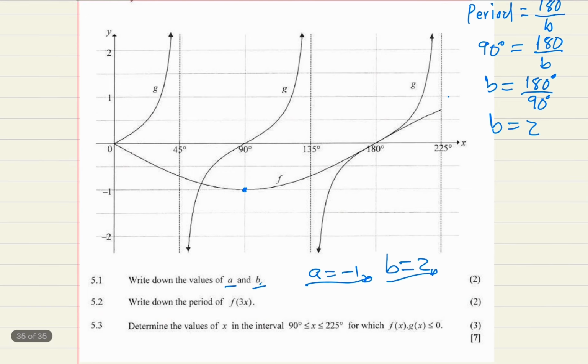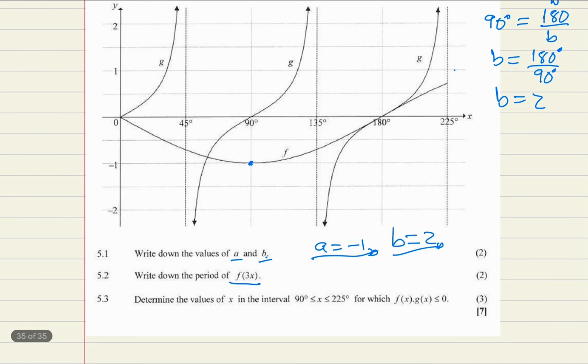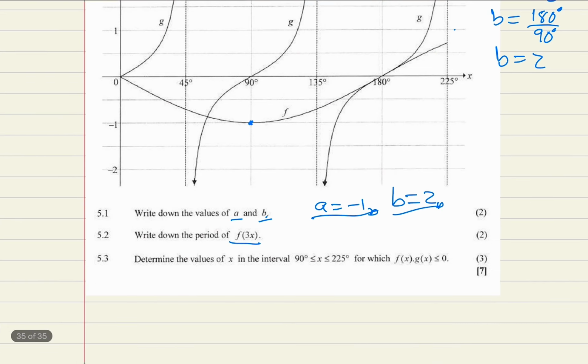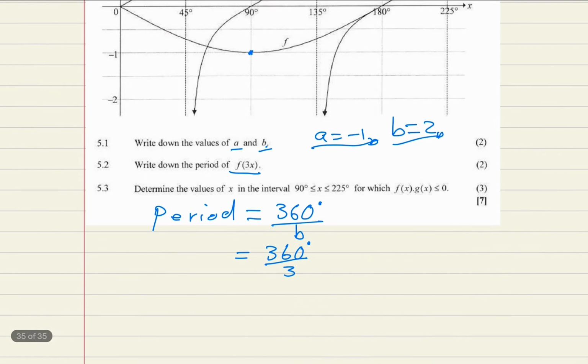Then for number 2, they are now looking for the period of F. What is F? F is the sine graph. So the period is going to be 360 divided by B. So in this case it will be 360 degrees divided by 3. So whenever you say 360 divided by 3, you know that you will have the period to be 120 degrees. That is what you will have for number 2.